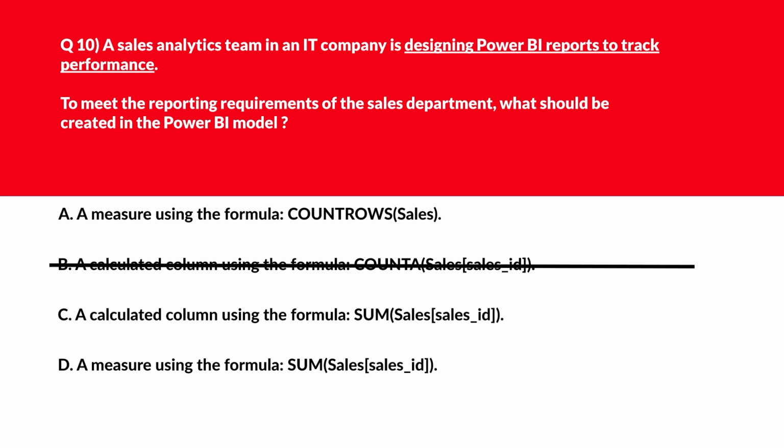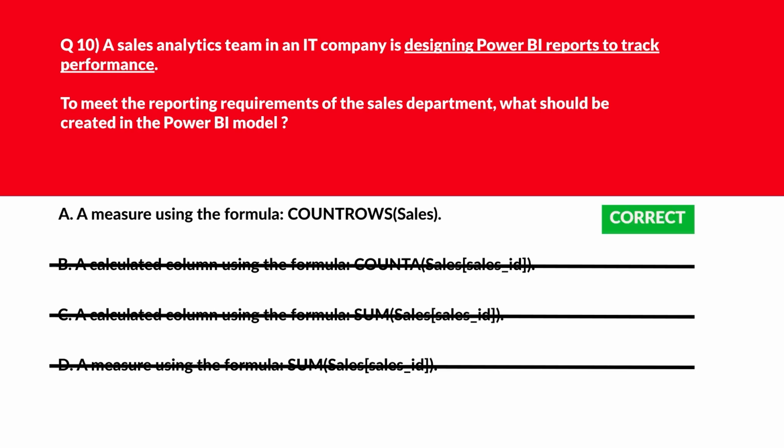Incorrect. Option C, SUM on sales ID is invalid since IDs are identifiers, not numeric values for aggregation. Incorrect. Option D, SUM measures on sales ID is not meaningful because IDs cannot be totaled for reporting. Let's delete it. Option A is the right answer.